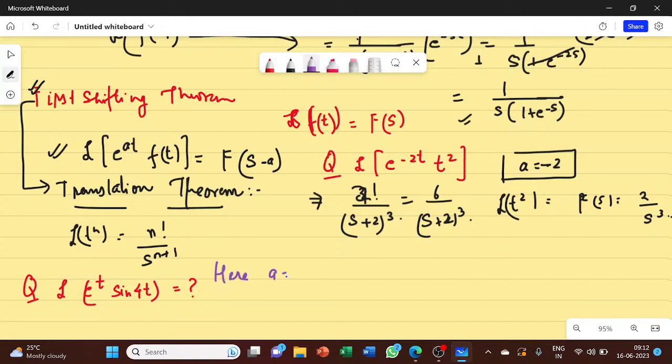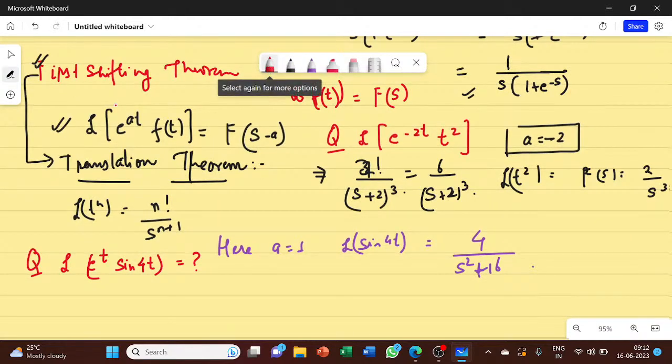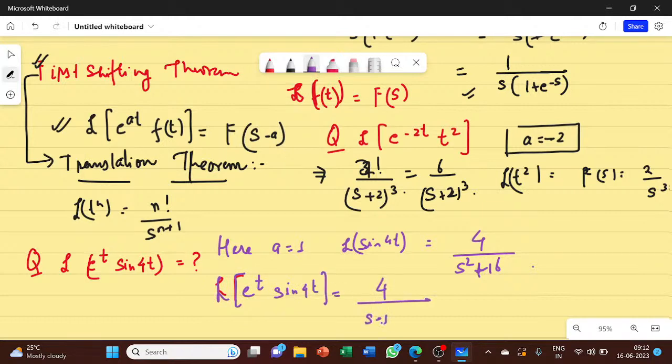So here in place of a, you can see it is 1. What is the Laplace transform of sine 4t? It is simply 4 upon s square plus 16, right? This is the Laplace transform of sine. See, it is multiplied by e to the power t. So by using the first shifting theorem, what can you write? The Laplace transform of e to the power t into sine of 4t would be simply 4 divided by (s minus 1) whole square plus 16. So this is how important your first shifting theorem is.